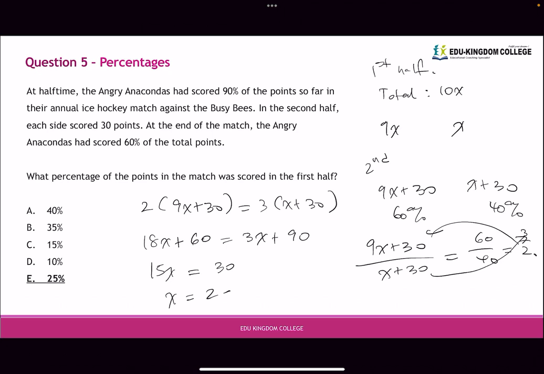And so what percentage of the points in the match was scored in the first half? So the total number of points in the first half was 10x, which means 20 points were scored. Now, 20 points were scored in total, and then in the second half, 30 plus 30, 60 points were scored after that. So by the end, we had 80 points, but in the first half, we had 20. So it was 1/4, or 25%.